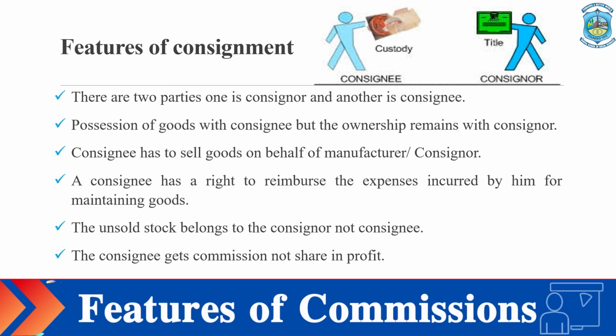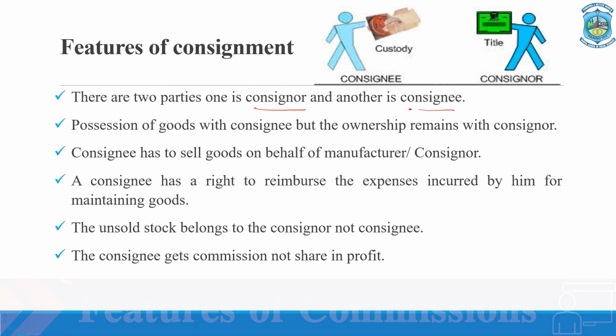Again, to revise, what are the features of consignment? Under consignment, you have two parties. One is the consignor and another one is the consignee. The possession of the goods is only with the consignee, and the ownership still remains with the consignor. The consignee has to sell the goods on behalf of the manufacturer or the consignor. The consignee has a right to be reimbursed for the expenses incurred by him for maintaining the goods.